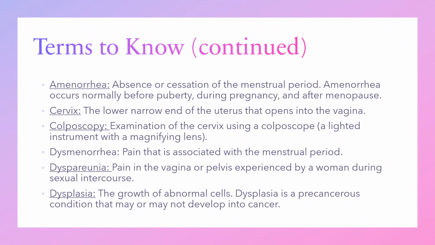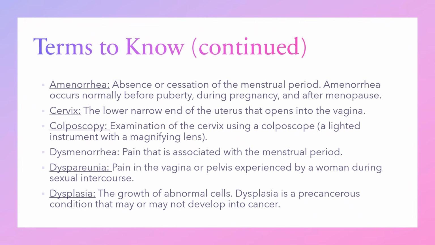Then we have menorrhagia. This is excessive bleeding during a menstrual period in the number of days, the amount of blood, or both. We have metrorrhagia, which is bleeding between menstrual periods. Perimenopause, which is before the onset of menopause, the phase during which a woman with regular periods changes to irregular cycles and increased periods of amenorrhea. We have perineum, which is the external region between the vaginal orifice and the anus in a female and between the scrotum and the anus in a male.